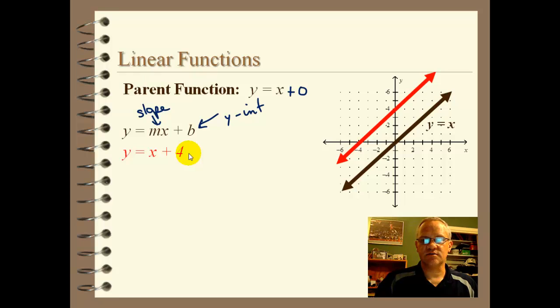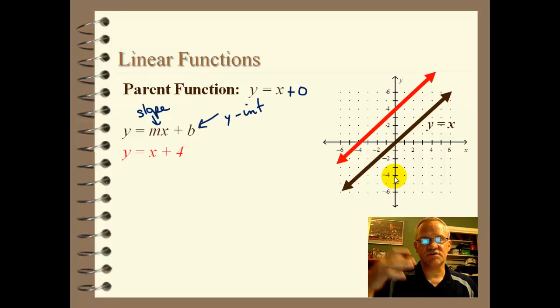So here's what that line is going to look like. Notice the slope is the same. It still goes up 1 and over 1. All we did was we just moved it up. Okay, so that would be a translation. We just moved it up. If this would have been a negative 4 here, x minus 4, we would have just moved it down 4 instead.